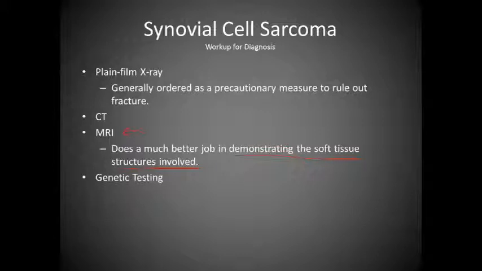MRI does extremely well. Also, genetic testing to see if this translocation between chromosome X and chromosome 18 actually does occur in your child. So all of these things will provide an accurate method for diagnosing patients.